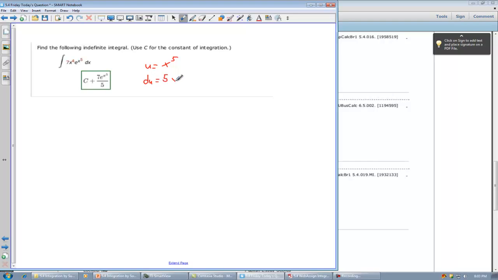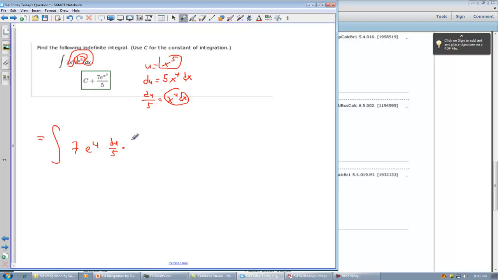So I get 5x to the 4th dx. You can always move them over by just dividing both sides by 5. And so here's my u right there. There's my u. And this x to the 4th dx is right here. And so this is equal to the integral of 7 e to the u du over 5. And I can clean this up.